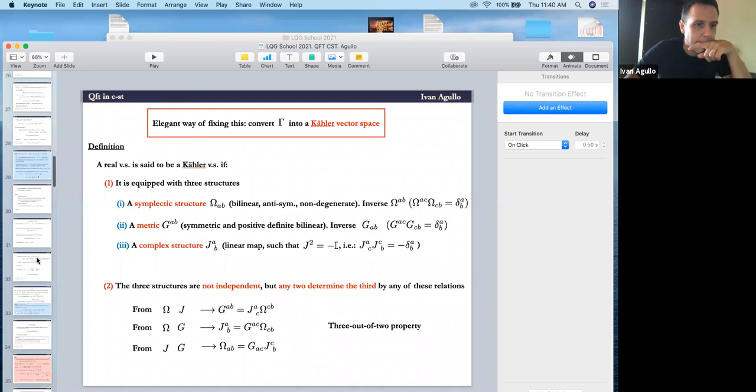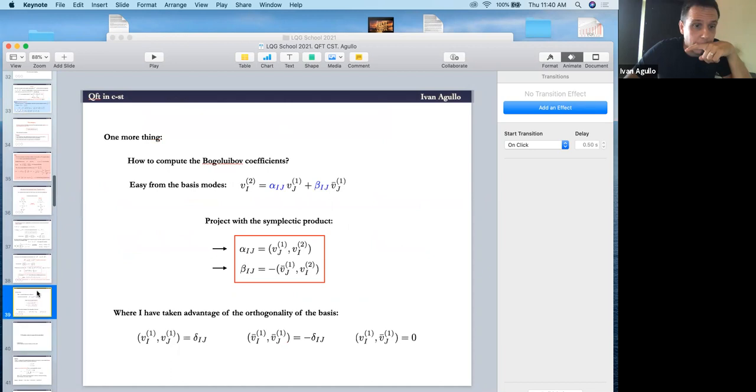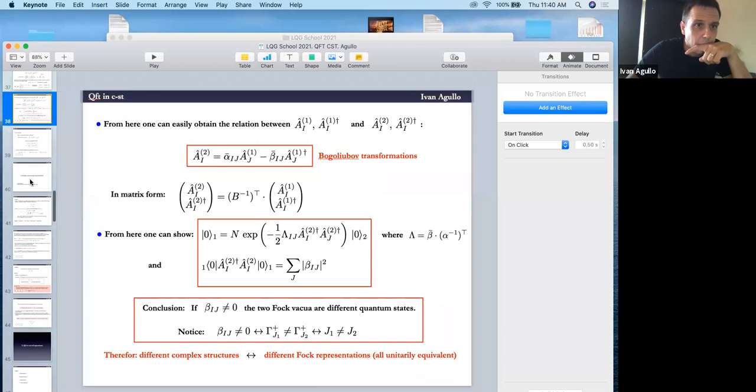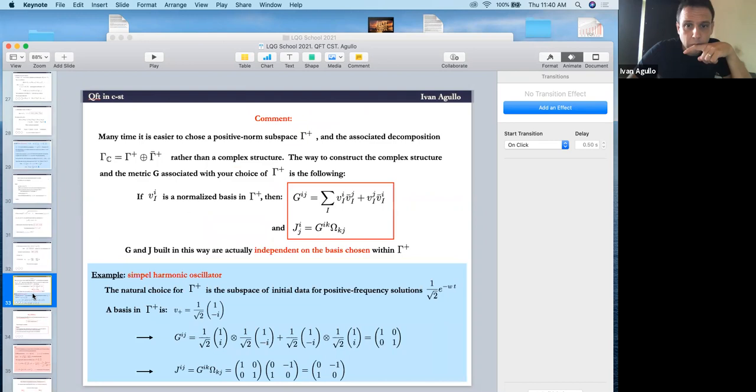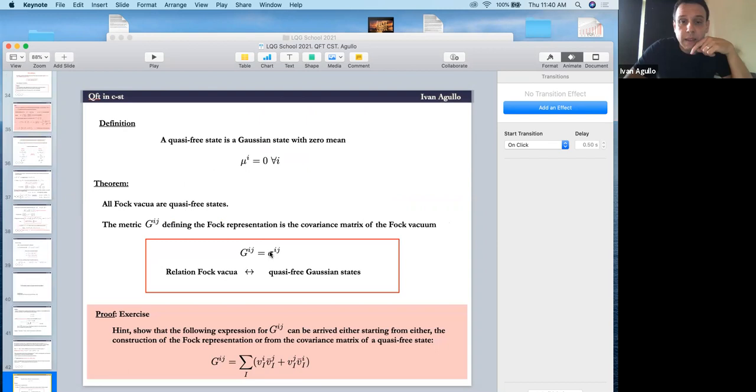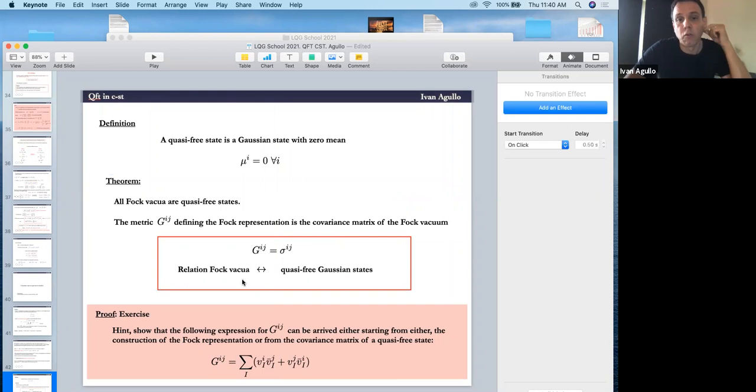The question, what is that? The answer to your question is this box: the physical meaning of this G is that it provides the covariance matrix of the Fock vacuum. So it completely characterizes the properties of the Fock vacuum. The Fock vacuum is a quasi-free Gaussian state, so it's fully determined by the second moments. And this G is precisely that, the second moments.